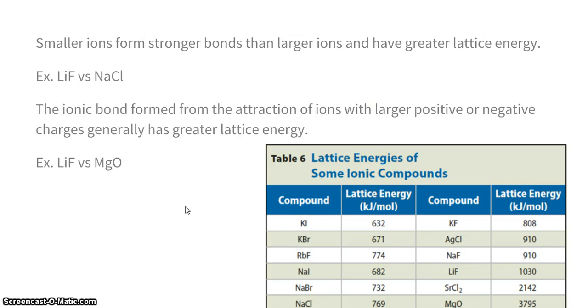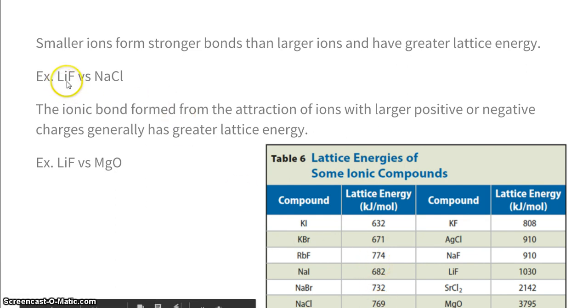So let's look at some examples. Smaller ions form stronger bonds than larger ions, which means they have greater lattice energy. So I have a table here of lattice energy, and you can see it gives you the different compounds and it gives you a value for their lattice energy. The higher the number, the more strongly attracted the ions are to each other.